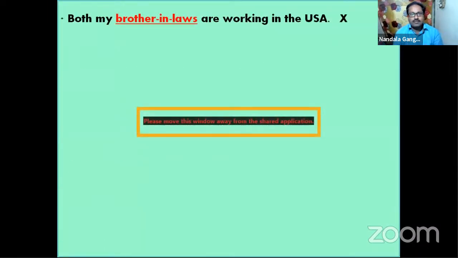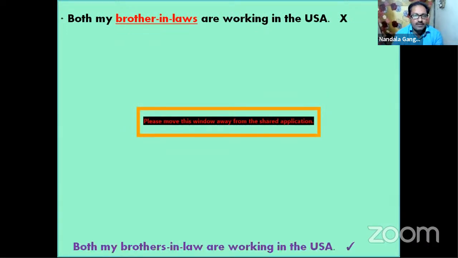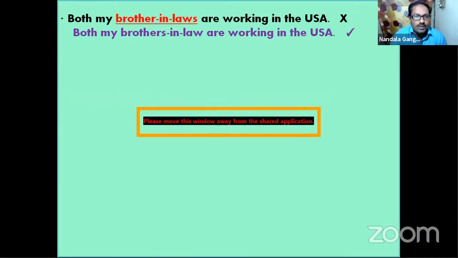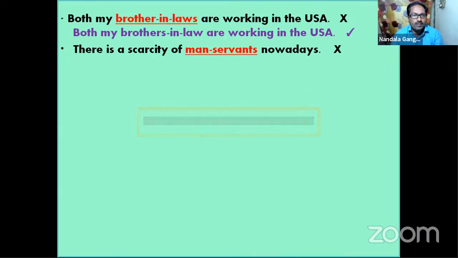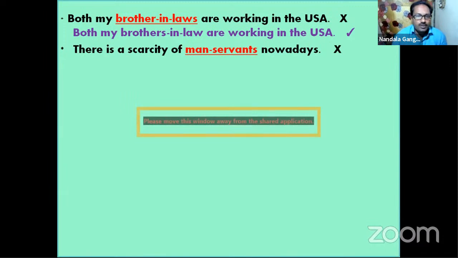Here are some sentences using these words. First one: both my brother-in-laws are working in the USA. Both my brothers-in-law are working in the USA. There is a scarcity of man servants nowadays. Here, the s in brother-in-laws should be added to brother. Why? The principal word is brother, so we have to add s to brothers-in-law.